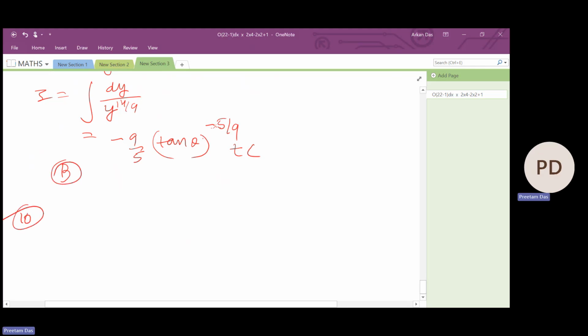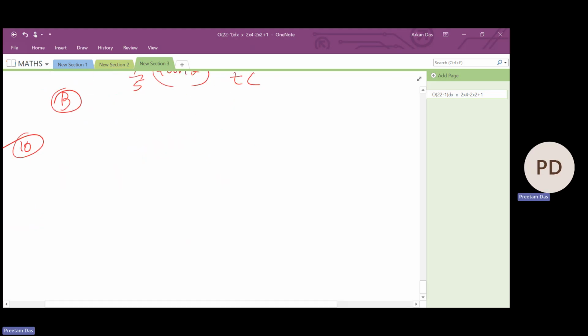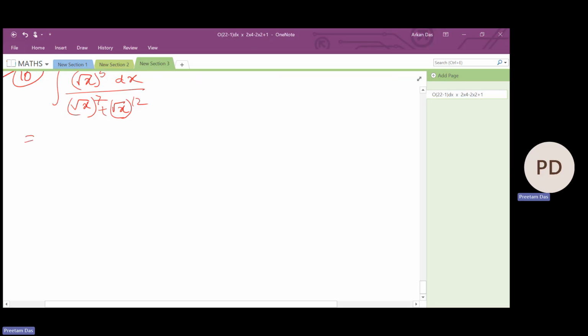Question number 10, let us solve. So question number 10 is again about square roots and all of that. So square root of x raised to 5 dx, then square root of x raised to 7, and there is x raised to 6. x raised to 6 I can write as square root of x raised to 12. Very easy to see, we can do some cancellations. dx by, this will become x plus square root of x raised to 7.